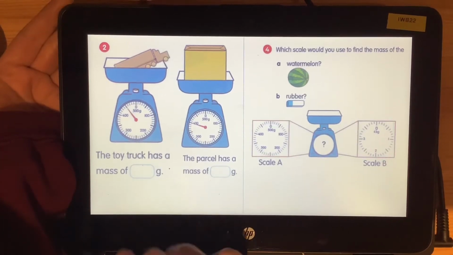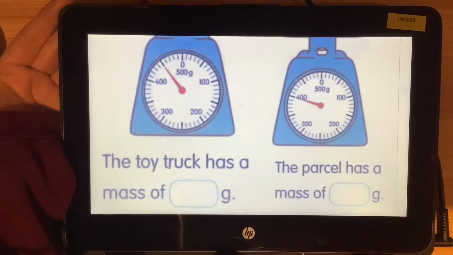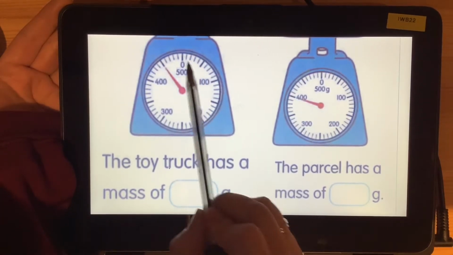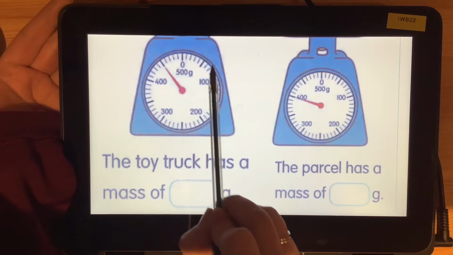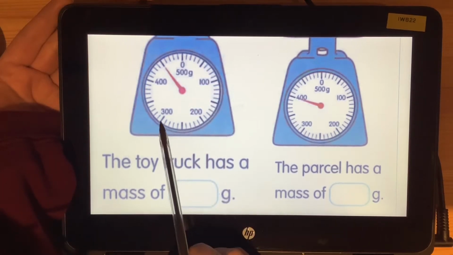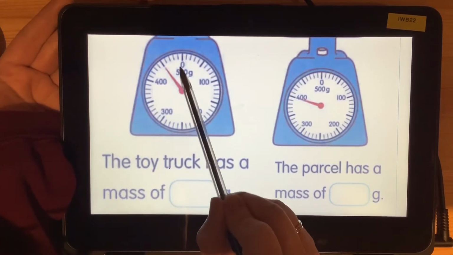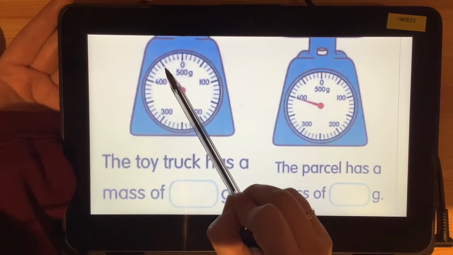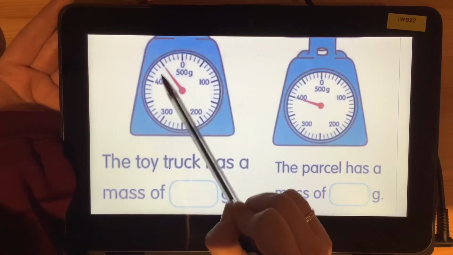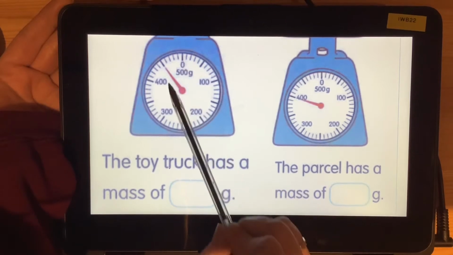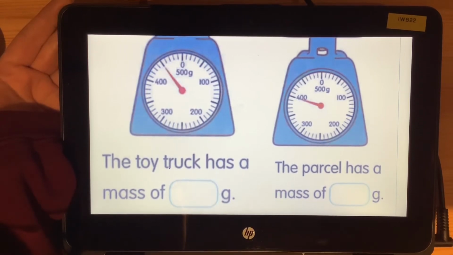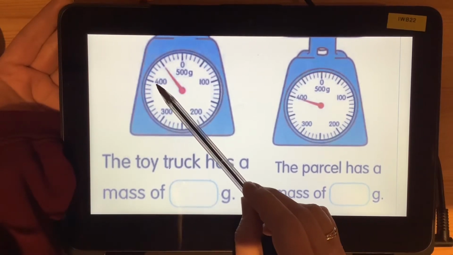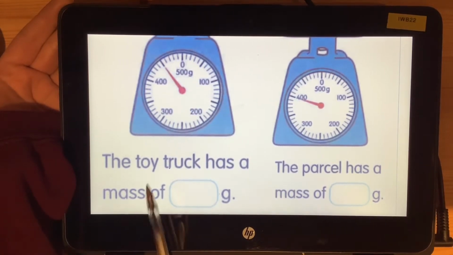Let's look at number 2. So now we are looking at the mass of the toy truck. Now I know my intervals are 100, 200, 300, 400, all the way to 500. Now this needle is pointing at exactly between 400 and 500, so I know that that point on my scale is 450, because 450 is halfway between 400 and 500. So I know that the toy truck has a mass of 450 grams.